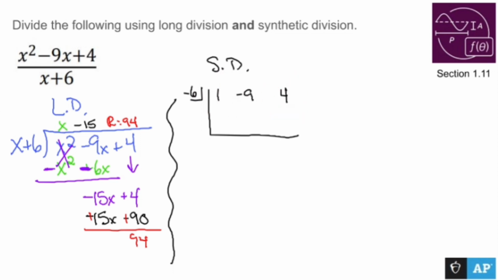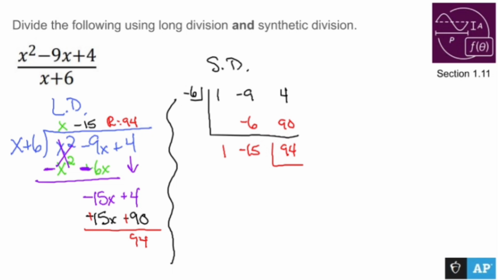Step number 1 with synthetic division is you drop down the first term. Take that number and multiply it to your root here. 1 times negative 6 is negative 6, and write it there. Add these two and get negative 15. Repeat, negative 15 times negative 6 is 90. Add these two and you get 94. Now what's that 94? That's your remainder, just like we had over here.